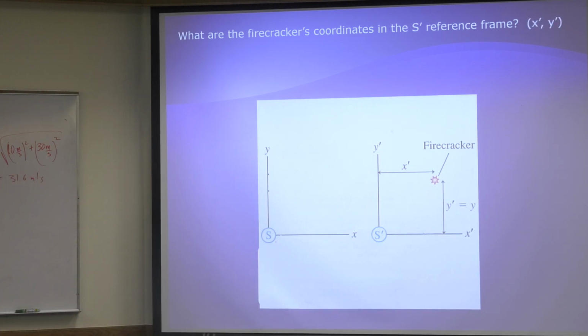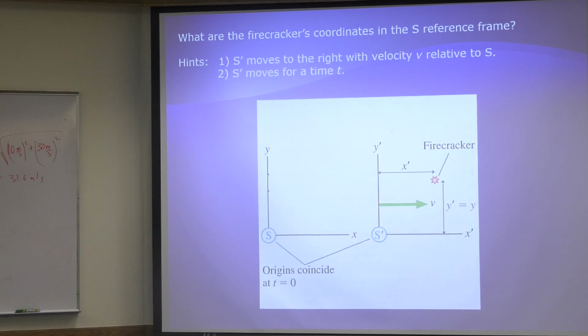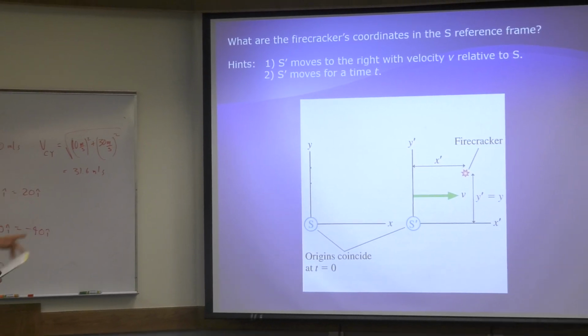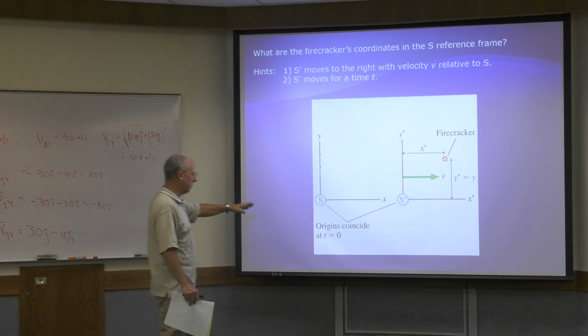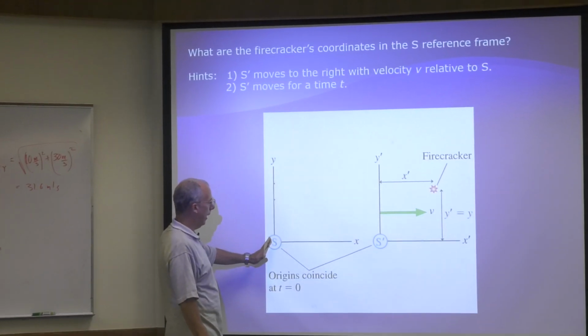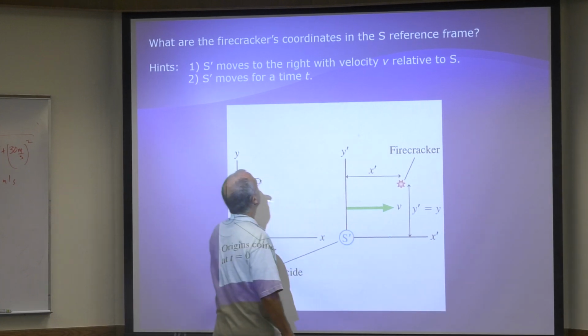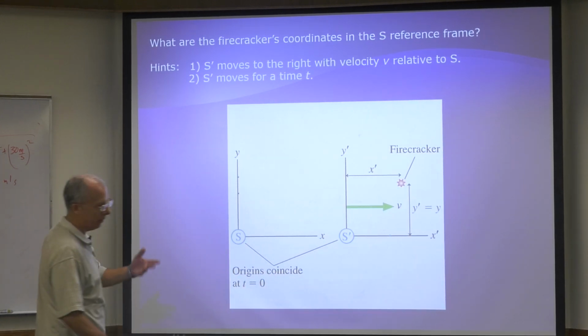Now, here's a tough one. What are the firecrackers' coordinates in the S reference frame? So please, honestly, pause your video and figure this out. And I gave you some hints, right? Remember, the origins coincide at t equals 0, and this guy is moving with velocity v relative to this guy, and it only moves for a time t.